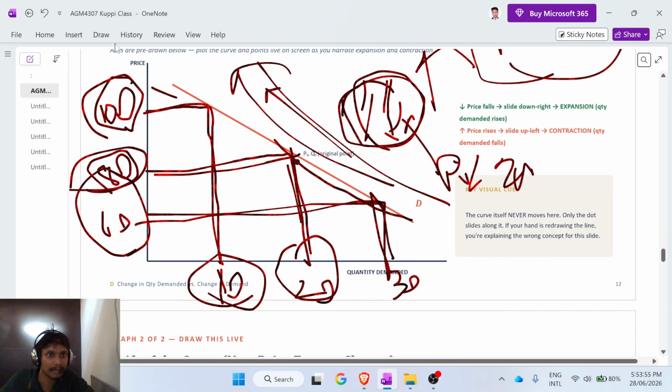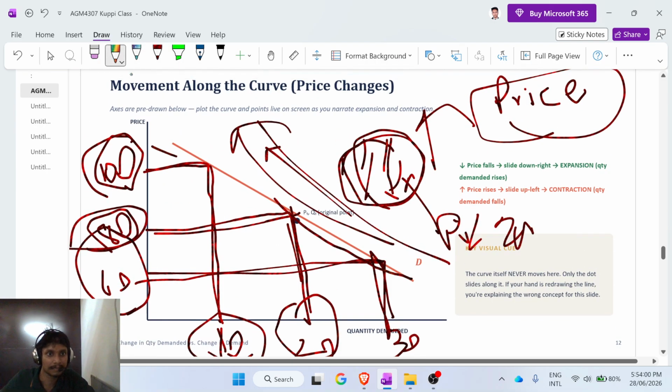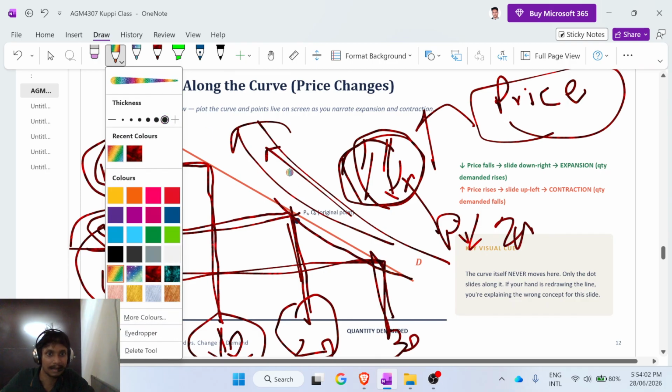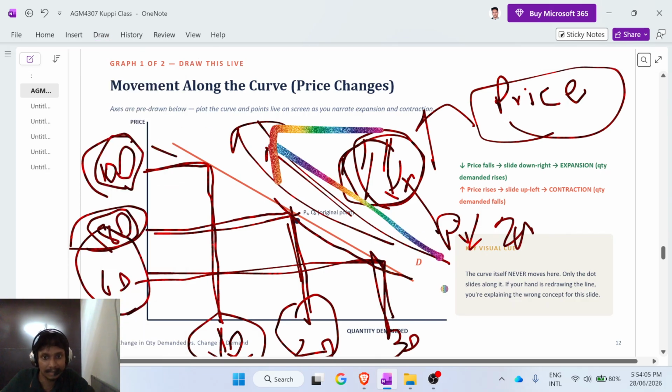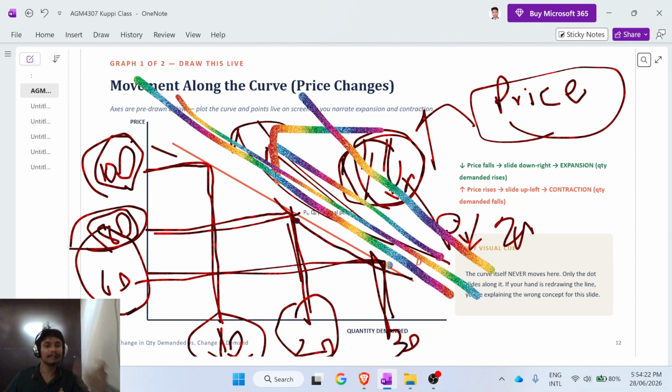If we consider this side, let's change the color now. In this side, the price is increasing: 60 rupees, 80 rupees, 100 rupees. At that time, the quantity is decreasing. If they increase the price of pizza, the quantity demanded will decrease.